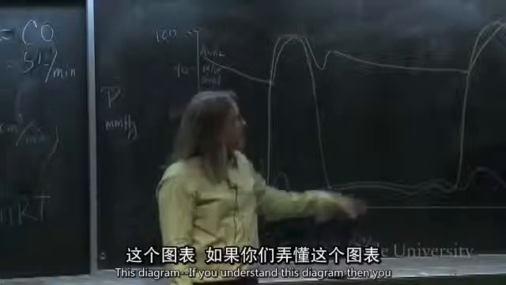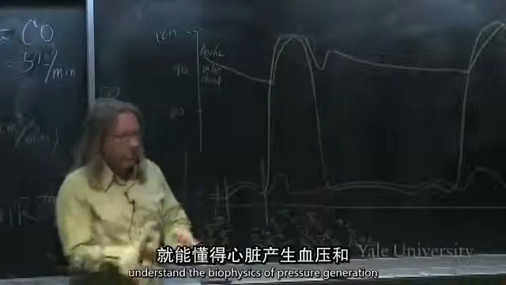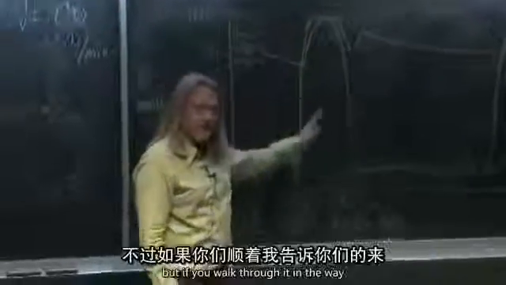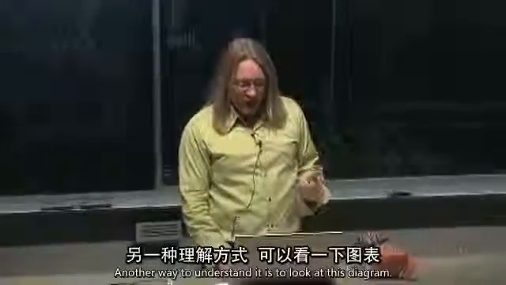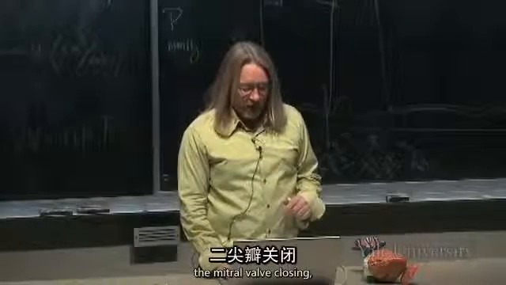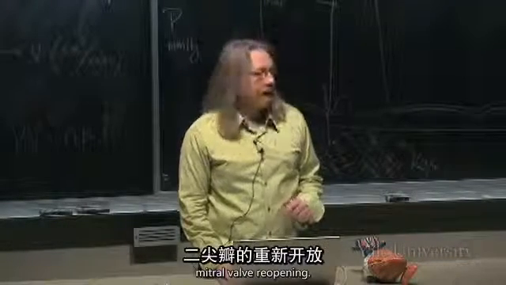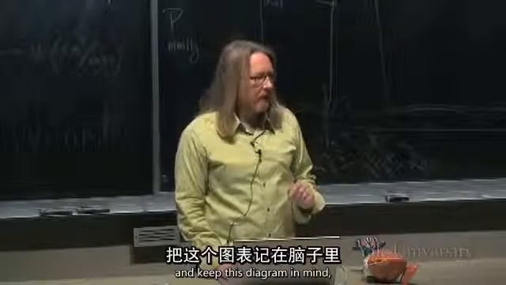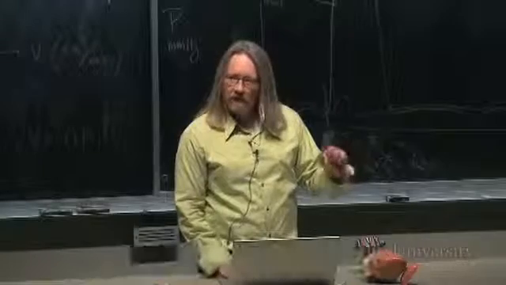So if you understand this diagram, then you understand the biophysics of pressure generation and flow generation by the heart. It's a little bit hard to grasp all at once, but if you walk through it in the way that I showed you, then I think you'll begin to understand it. And another way to understand it is to look at this diagram. I've shown it a little bit more clearly here. The mitral valve closing, aortic valve opening, aortic valve closing, mitral valve reopening. And if you can follow the pressures and keep this diagram in mind, why those valves open at the times they do makes sense. Right?